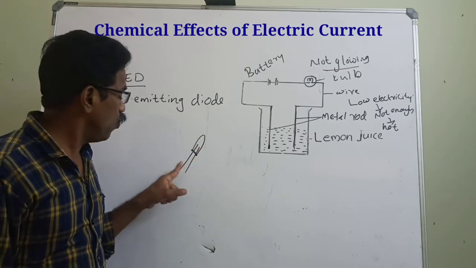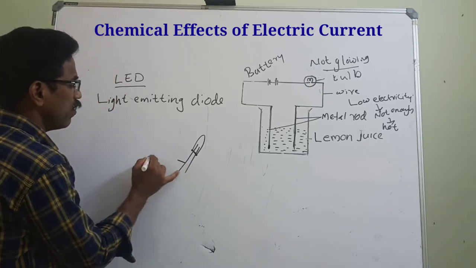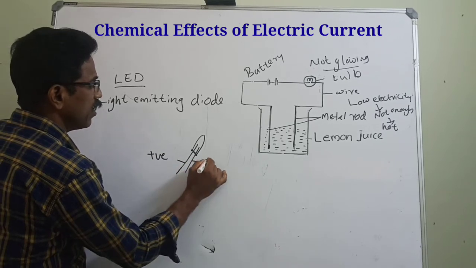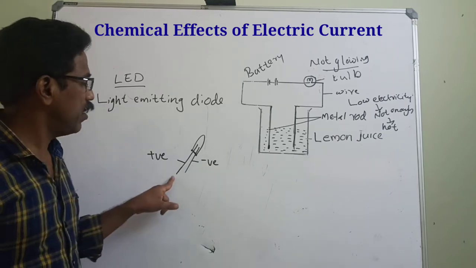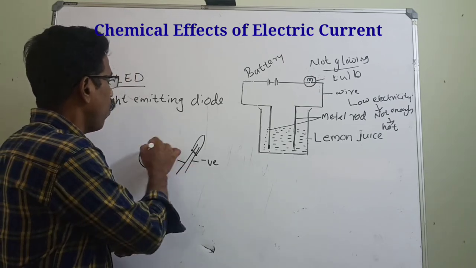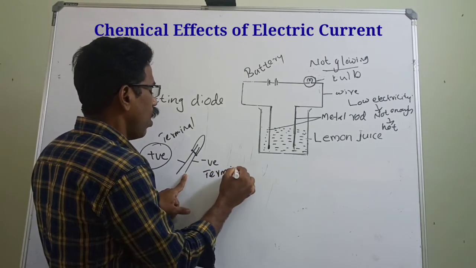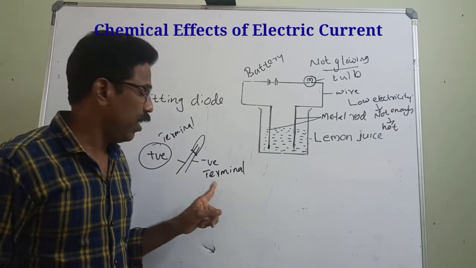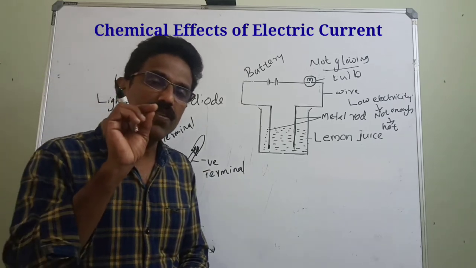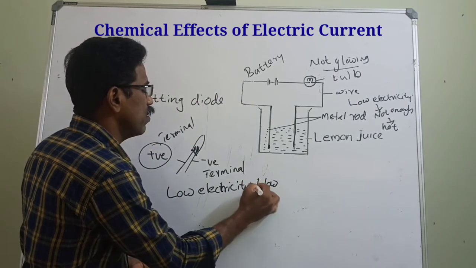An LED contains two metallic wires and one is slightly longer than the other. The longer wire is the positive terminal and the smaller one is the negative. So when you are connecting this LED with the cell or a battery, you have to connect this long wire with the positive terminal and the smaller one with the negative terminal. You have to be very careful while connecting an LED in a circuit. And what's the peculiarity of LED? An LED needs very slight electricity, very low electricity to glow.